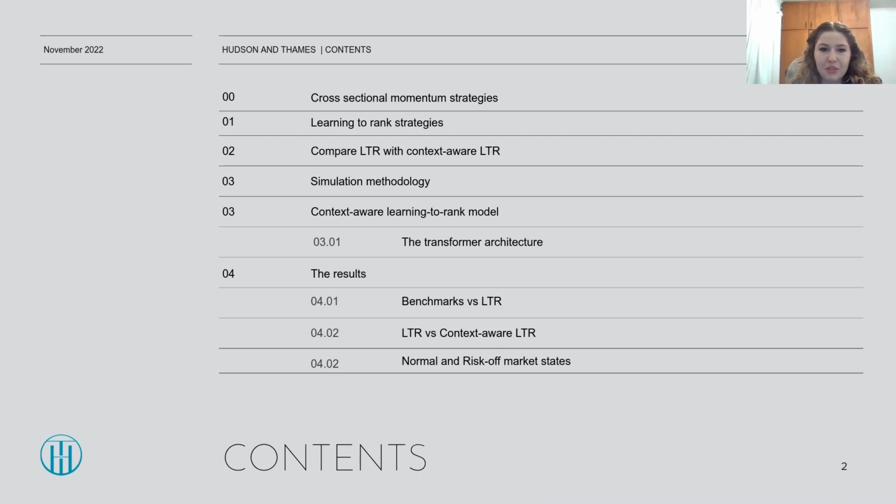For the third part, we'll look at the context-aware learning to rank model. It's actually based on a transformer architecture, which is quite cool. I'm going to break it down into three parts, which will hopefully make it easier to understand. If we look at the results, we're going to take our benchmark functions, things like a multi-layer perceptron. We'll look at just randomly choosing stocks to long and short, for example. And then we'll compare that to our learning to rank algorithms.